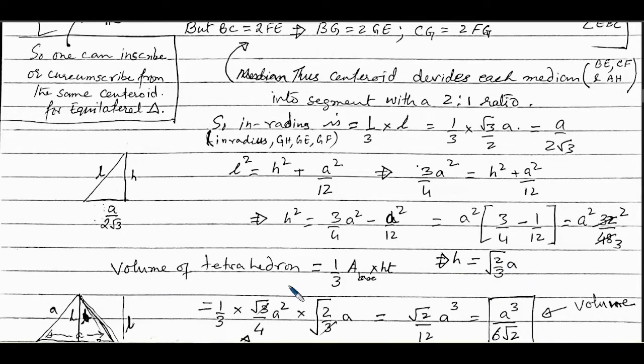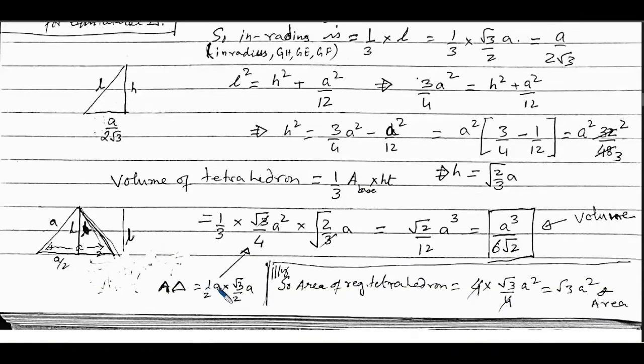So what is the volume of a tetrahedron? I said it is 1/3 times the area of the base times the height. So I have got the height, the altitude h, from here. What is the area of the base? Area of the base is half times a times root of 3 by 2 times a. This is the area of the base triangle. I have put it here. So 1/3 base into height, so I get the volume of a tetrahedron in terms of a.